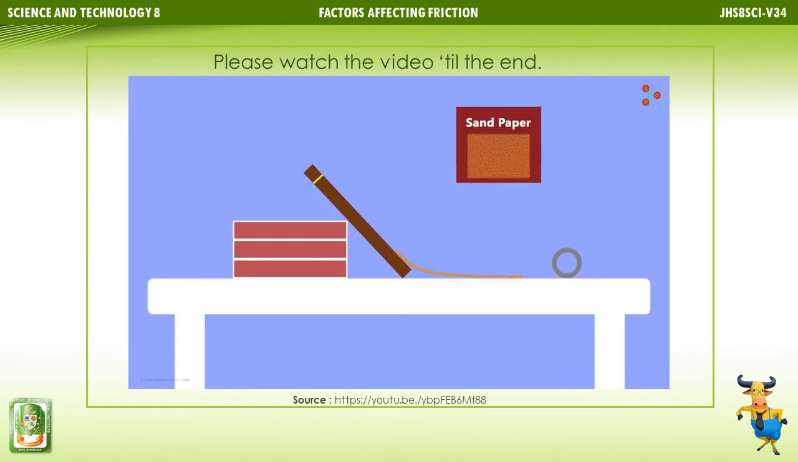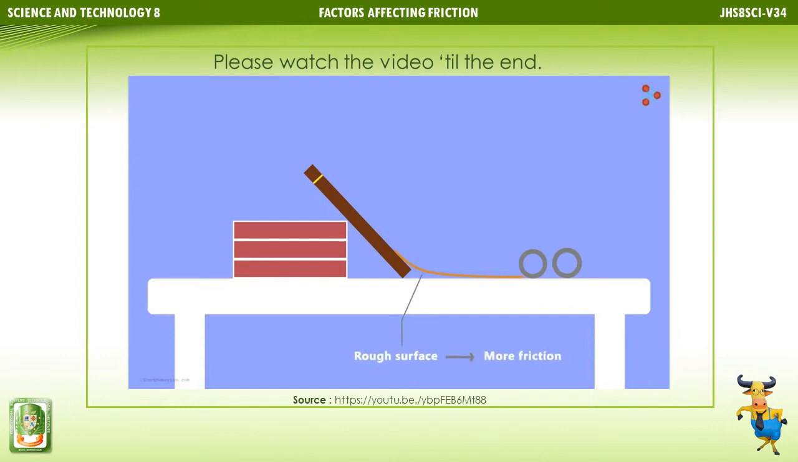Next, place sandpaper right under the slope and leave the object from the same point as before. What do you notice? You will see that the distance covered by the object is lesser in the second case. And you probably know why. The surface on which the object rolled was rougher in the second case. And clearly, the force of friction was more.